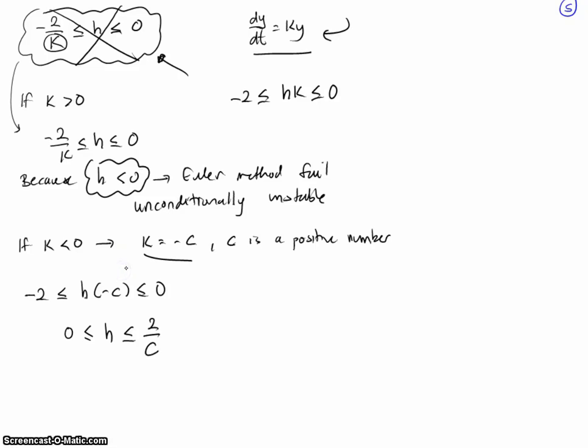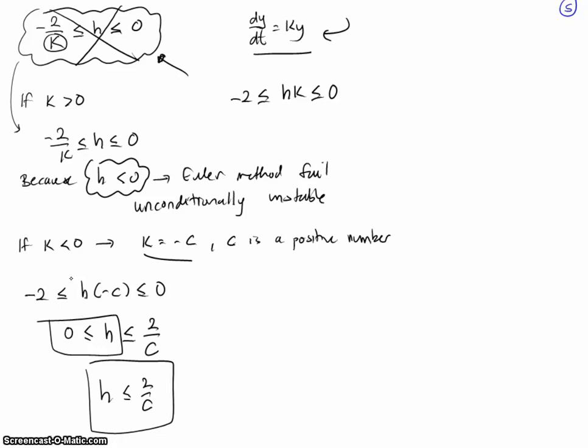So right now your h is definitely positive because of this condition over here. However, it also says that your h has to be less than or equal to 2 over c in order for your algorithm to be stable. So depending on what the value of c is, that depends on the problem that you have. As long as you select a step size to be less than 2 over c, your algorithm is going to be stable.